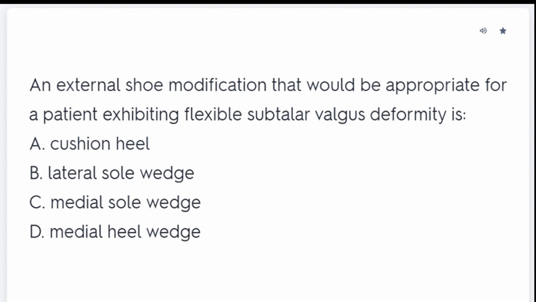An external shoe modification that would be appropriate for a patient exhibiting flexible subtalar valgus deformity is A. cushion heel, B. lateral sole wedge, C. medial sole wedge, D. medial heel wedge.